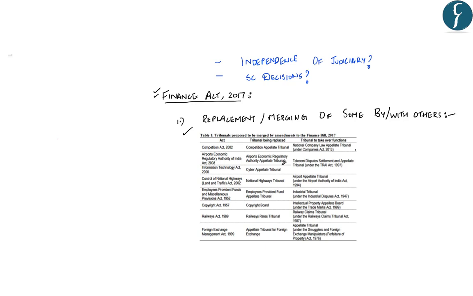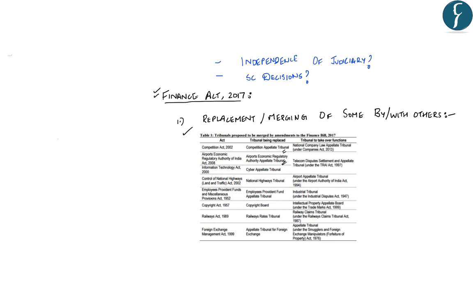Similarly, if you see the National Company Law Appellate Tribunal, it deals with matters related to disputes and governance of companies, and it may not have the wherewithal or the expertise to deal with the matters related to anti-competitive practices, which are currently dealt with by Competition Appellate Tribunal. Similarly, Cyber Appellate Tribunal requires a different type of expertise, and TDSAT may not have the technical knowledge to deal with cyber issues. Therefore, many are opposing the replacement or merging of these tribunals on the basis of quality of adjudication by the replaced tribunals.